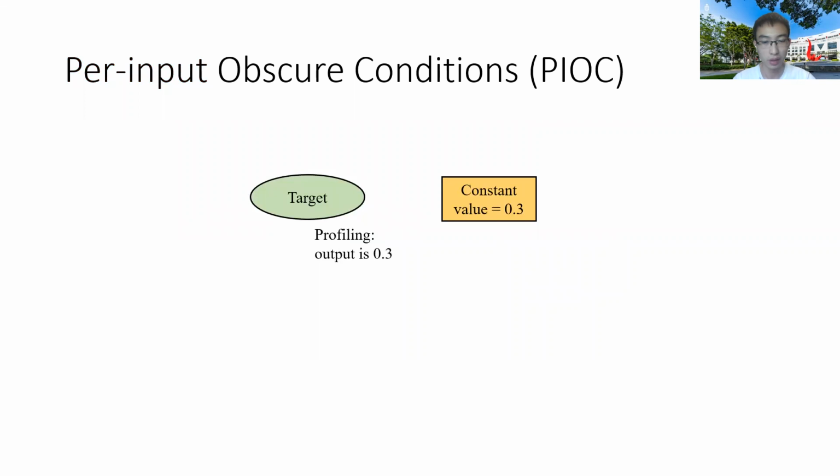Next, we introduce a constant node whose value is also 0.3. And we subtract the constant node's output from the output of the target operator. Therefore, the output is 0. But notice that the output is 0 only when we choose that particular input. So this is where the name per input comes from.